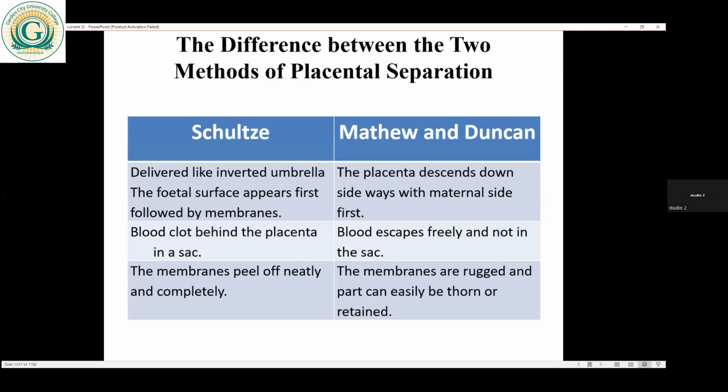In the second method (Matthews Duncan), the placenta descends downwards and sideways with the maternal side first. Blood escapes freely and not in a sac. The membranes are ragged and parts can easily be torn or retained. So these are the differences between the two methods of placenta separation.